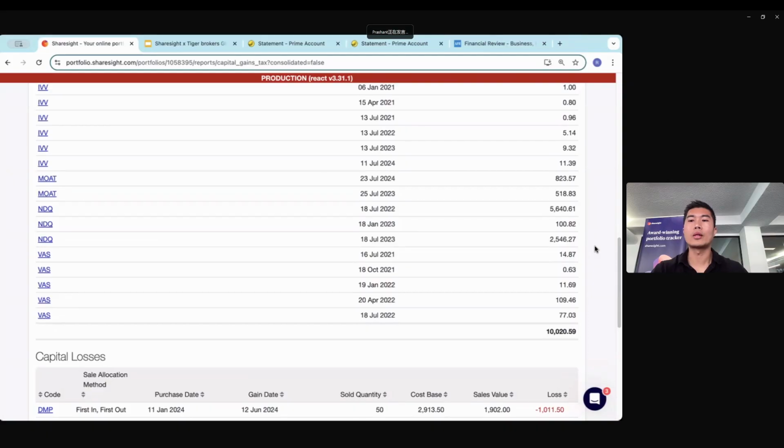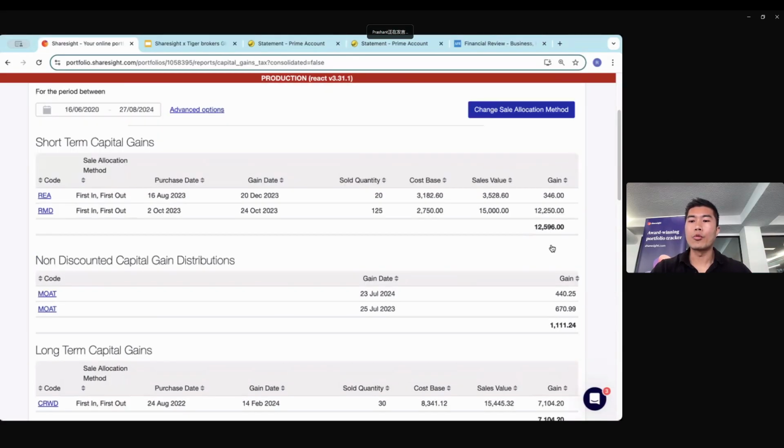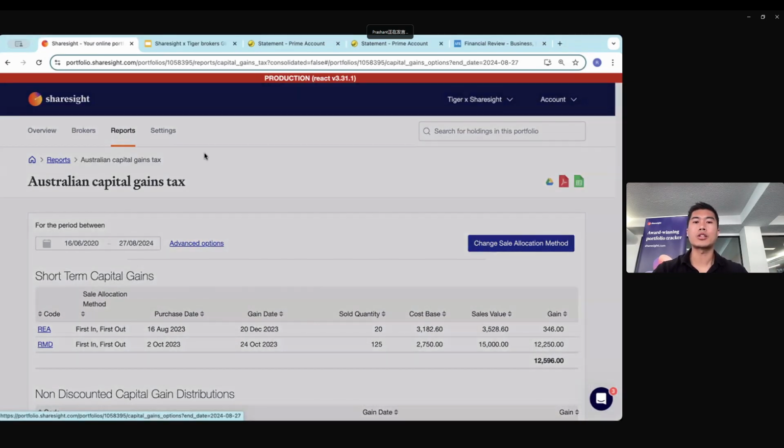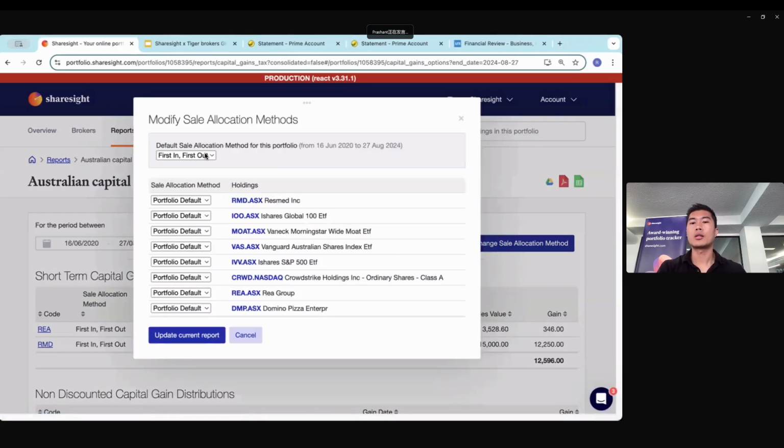And the last one is that we also have the sales allocation method. The sales allocation method gives you the option to decide, if you are doing partial selling and you have multiple parcels, whether to do first in, first out, last in, first out, minimize gains or minimize CGT. So again, it depends on your tax strategies or goals. You can select what suits you.